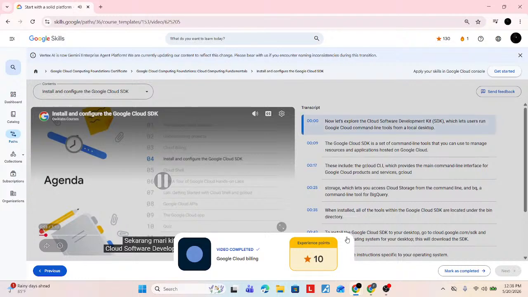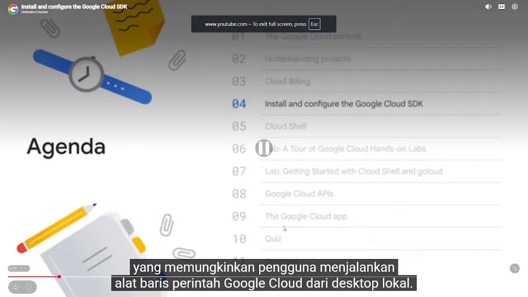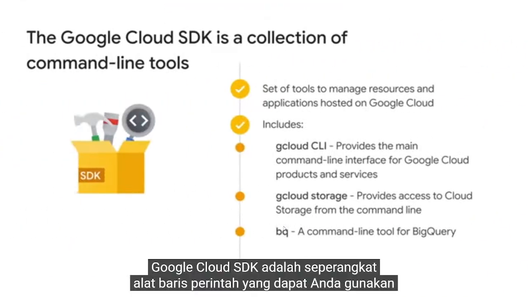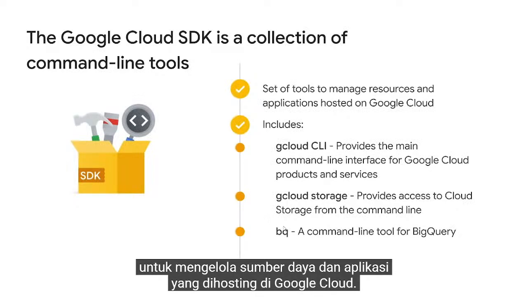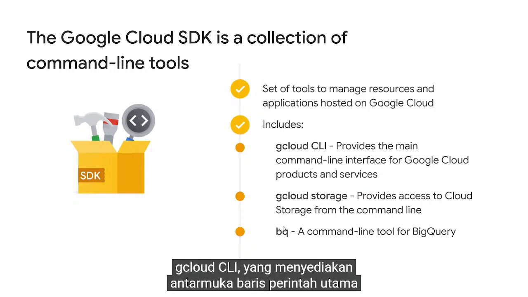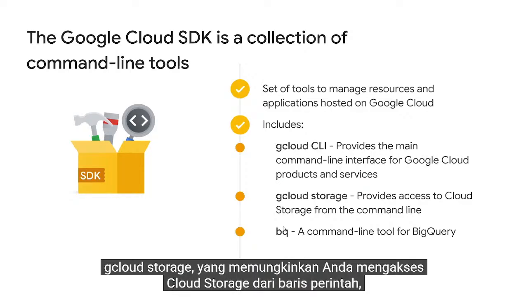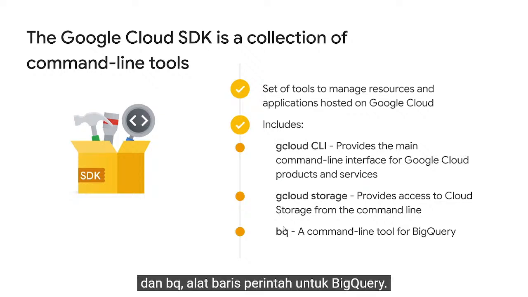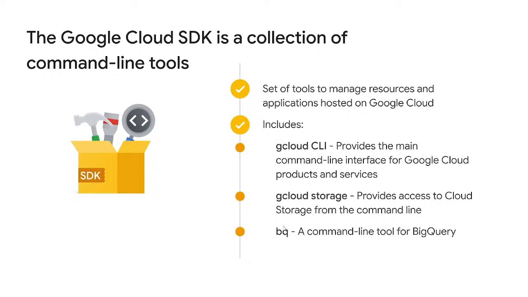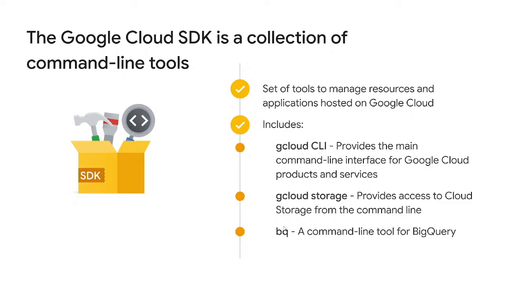Now let's explore the Cloud Software Development Kit, SDK, which lets users run Google Cloud command line tools from a local desktop. The Google Cloud SDK is a set of command line tools that you can use to manage resources and applications hosted on Google Cloud. These include the gcloud CLI, which provides the main command line interface for Google Cloud products and services, gcloud storage, which lets you access cloud storage from the command line, and bq, a command line tool for BigQuery. When installed, all of the tools within the Google Cloud SDK are located under the bin directory.